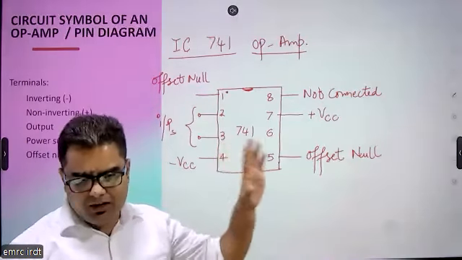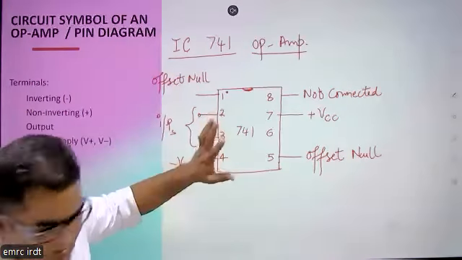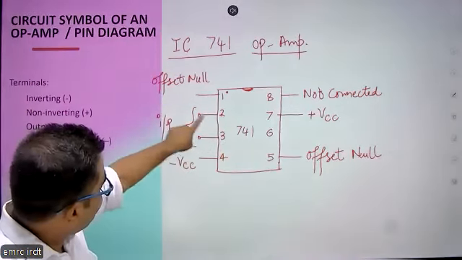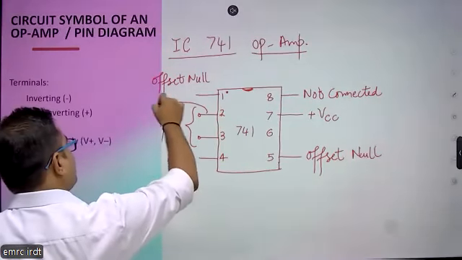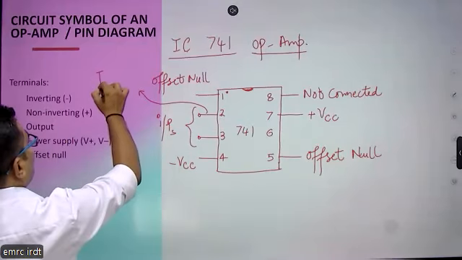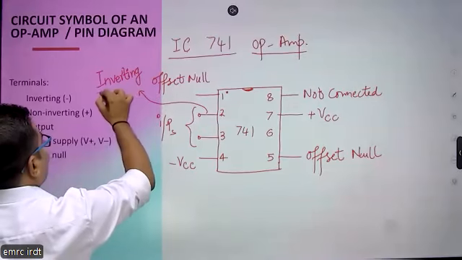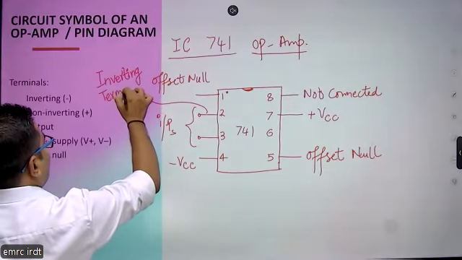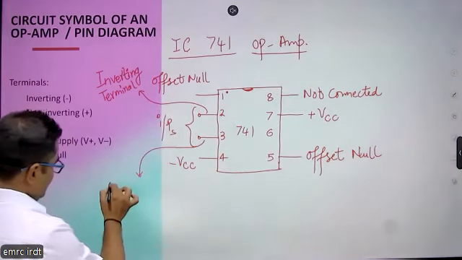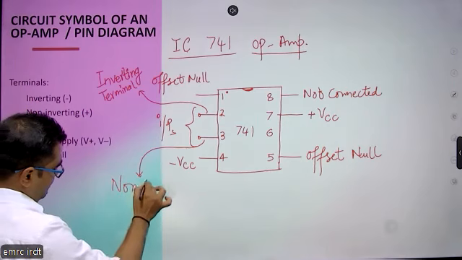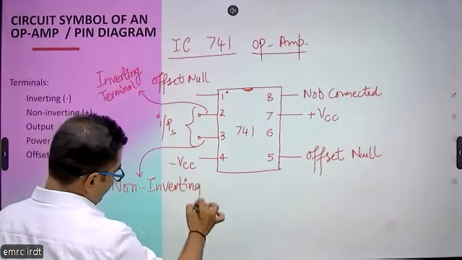Operational amplifier is available in integrated circuit form, and the IC name is 741, where we have these kind of pins. 1 and 5 are offset null. Here this 2 number pin is known as inverting terminal. And we have this 3 number pin that is known as non-inverting terminal.